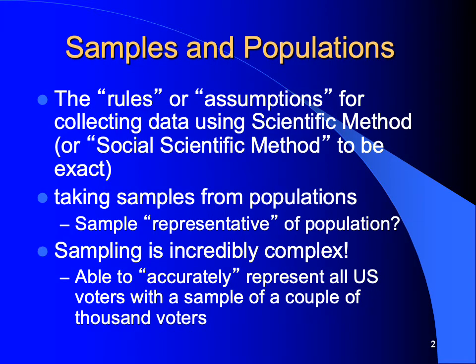Okay, there are rules and assumptions for collecting data using the social scientific method, or it's called the scientific method, but actually, to be exact, since we're in the social sciences, we would call it the social scientific method, but the same rules apply in either instance. What you essentially do is you take a sample from a population and you hope that the sample is representative of that population.